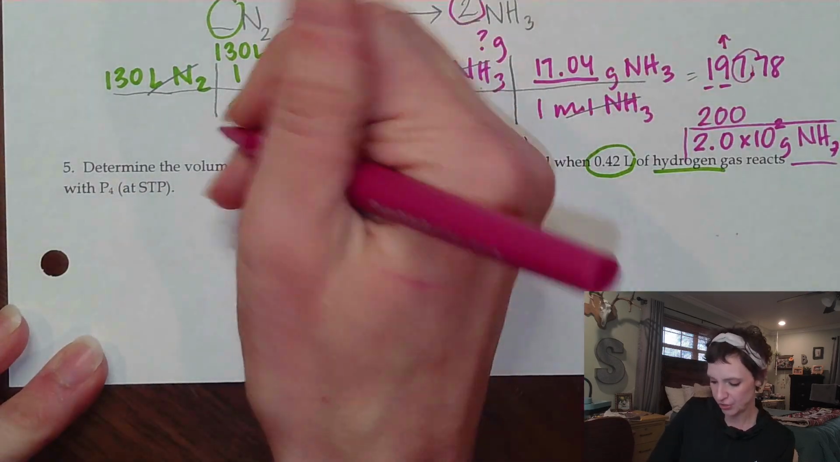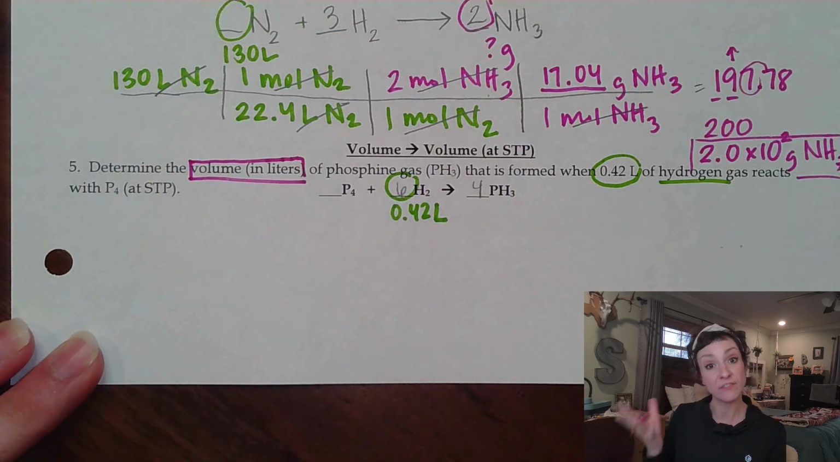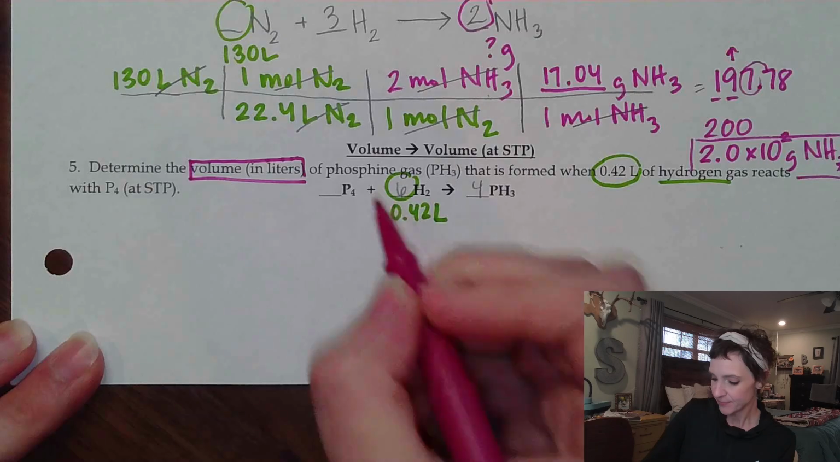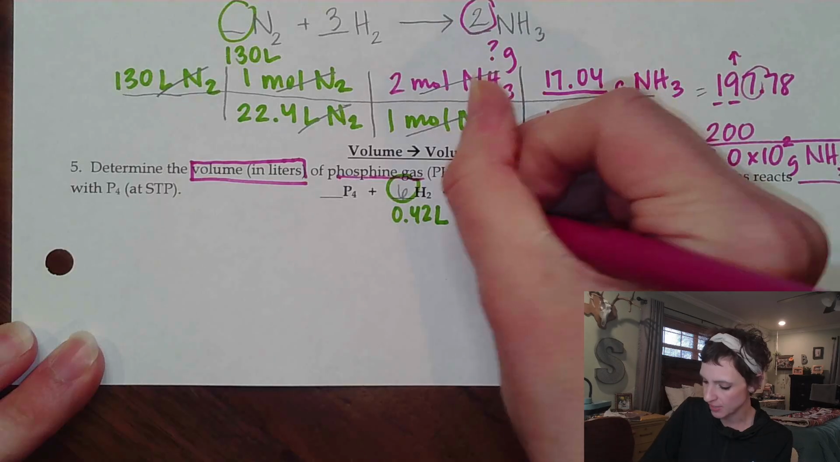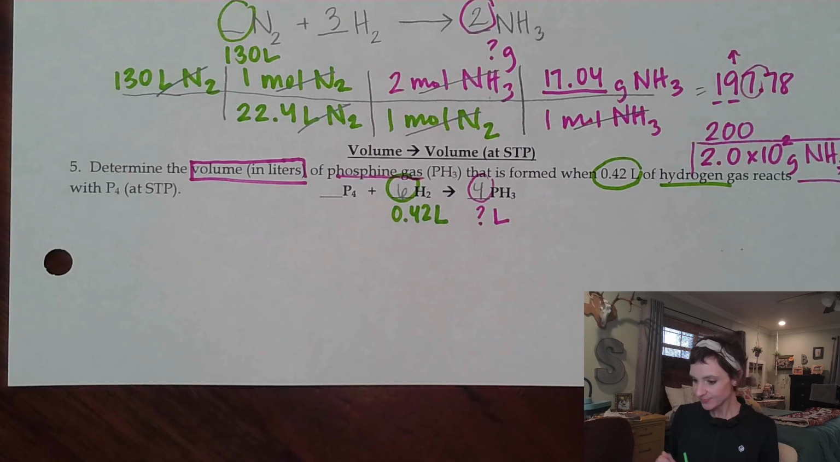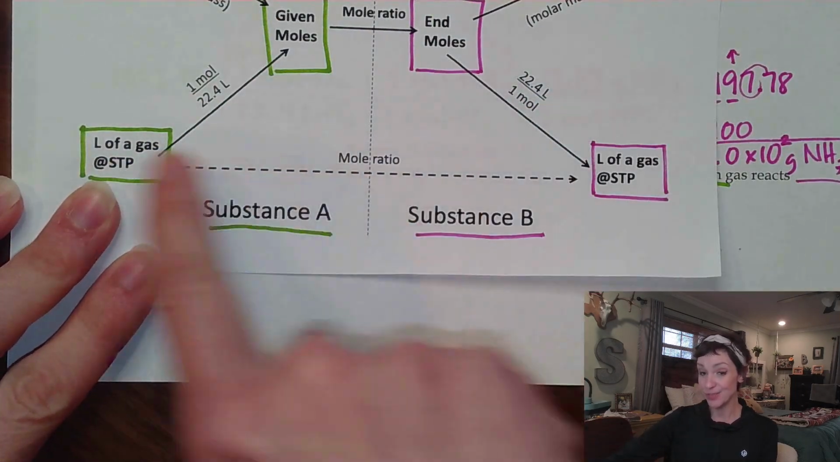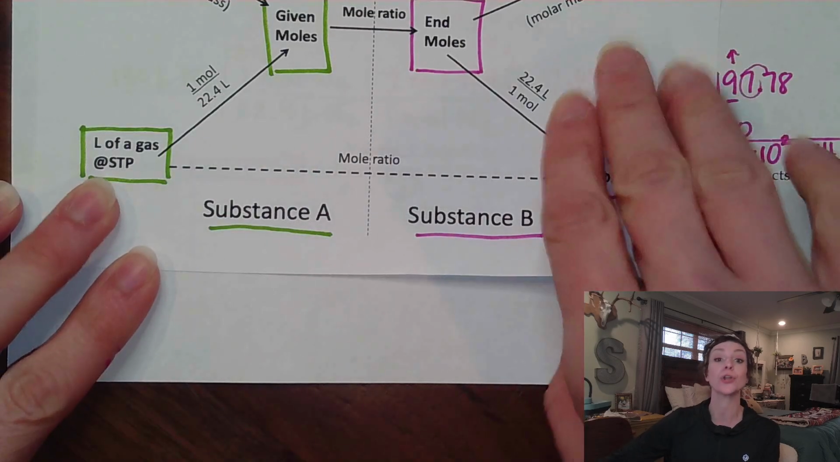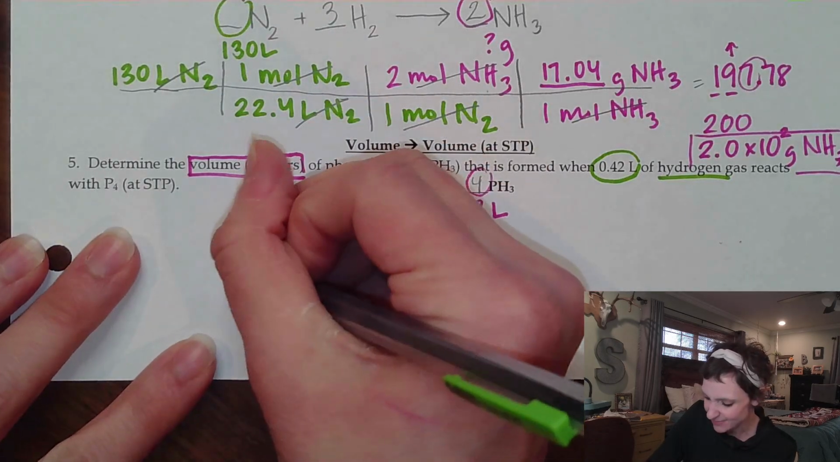Determine the volume. And if they had not said liters in parentheses, we know that volume is liters, right? Of who? Phosphine gas, which is PH3. So I'm going to put question mark liters for him. I'm like, oh, liters to liters of a gas at STP. You may do all 3 steps, but you can use your mole ratio or your volume ratio between these two gases. One step. Let's do it, you guys.